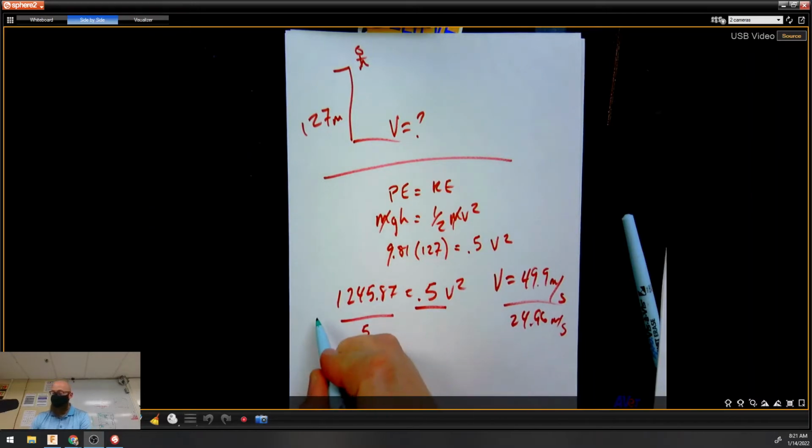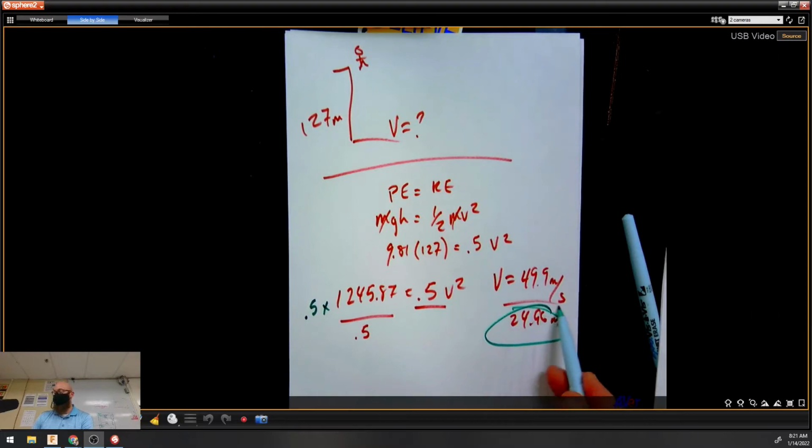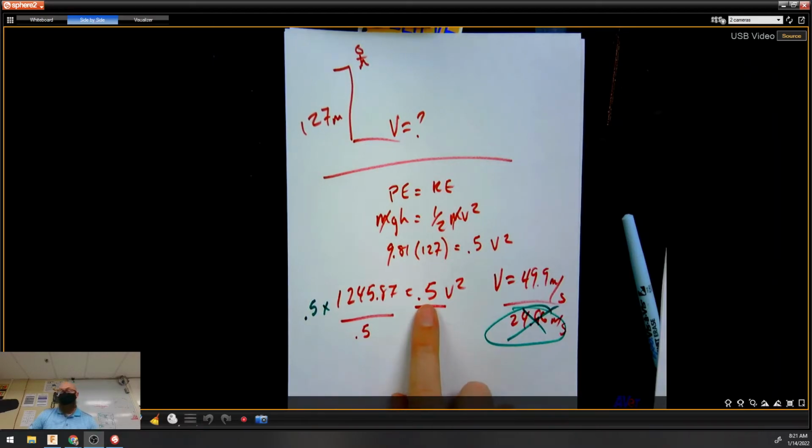If somehow you multiply by 0.5, you get this answer, which is wrong. It is the most common mistake on this problem. So remember, if it's attached by multiplication, to get rid of the multiplication, you have to divide. So your answer should be 49.9. Yes? Cool.